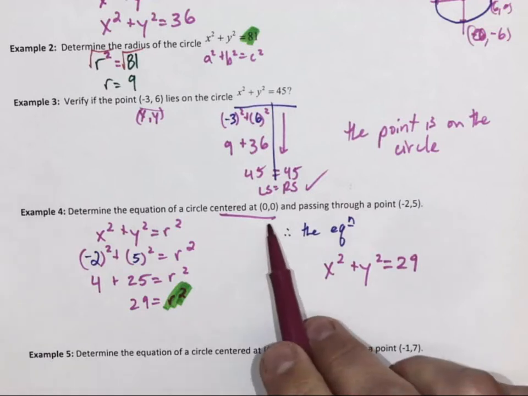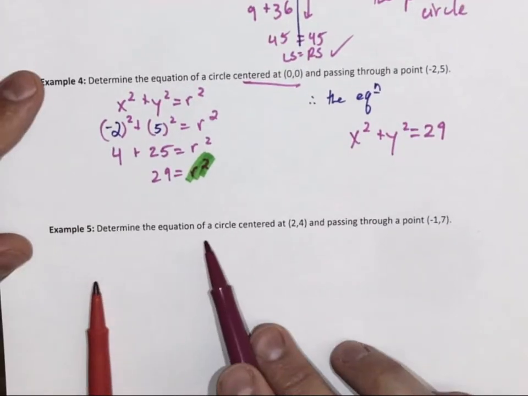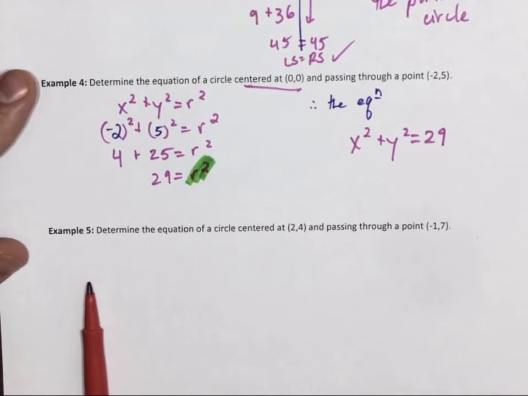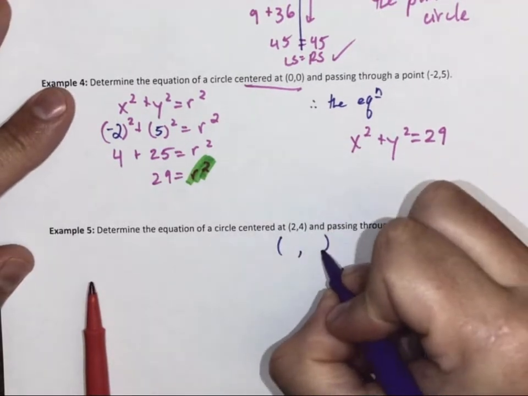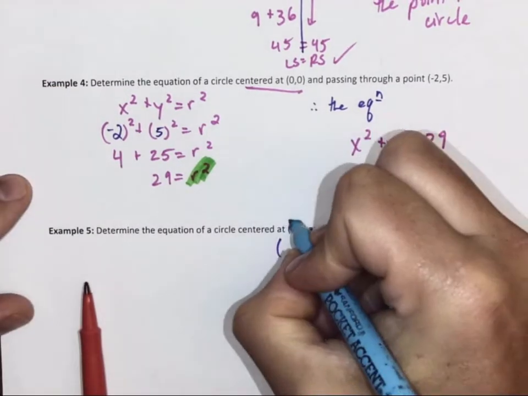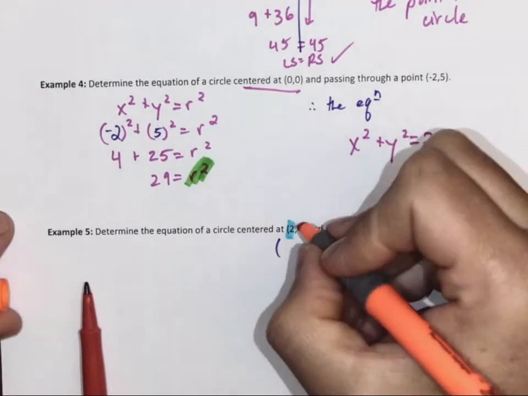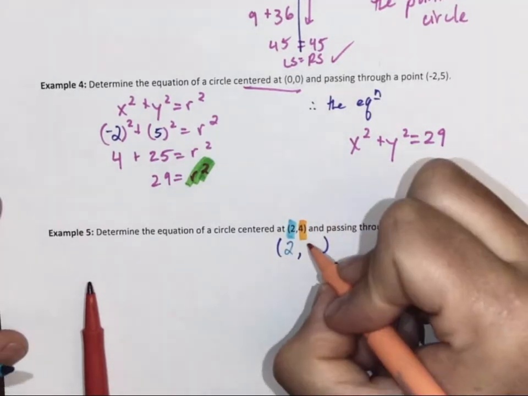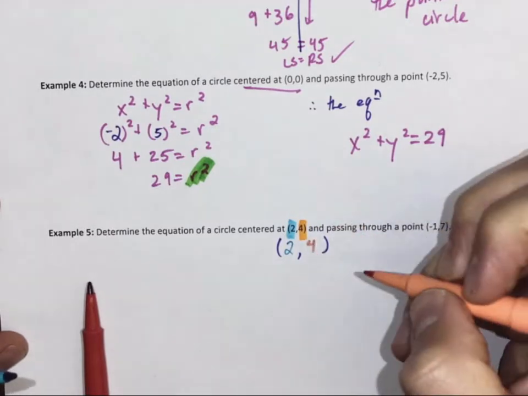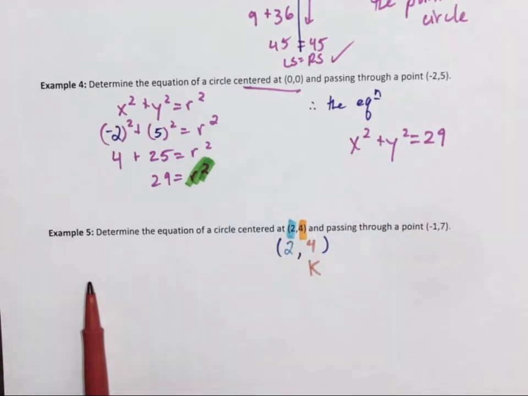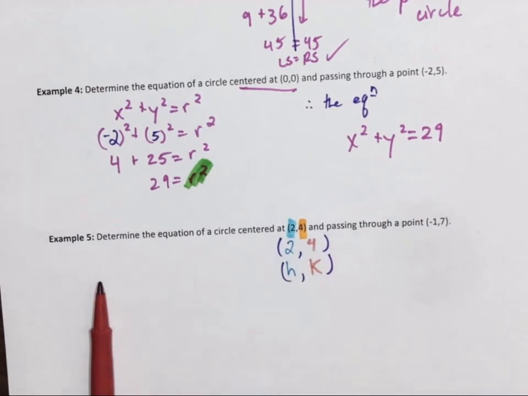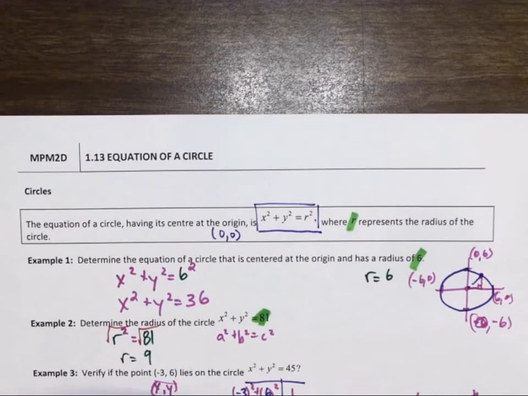Now, that's all great when it's centered at 0, 0. We have to determine the equation of a circle centered at 2, 4 and passes through the point -1, 7. It's a little bit different. So I'm going to add some things that we could have mentioned ahead of time. And that is h, k. So these numbers, where it's centered at, play a little bit of an influence. So go back, scroll back to the top of your sheet, and let's rewrite this.